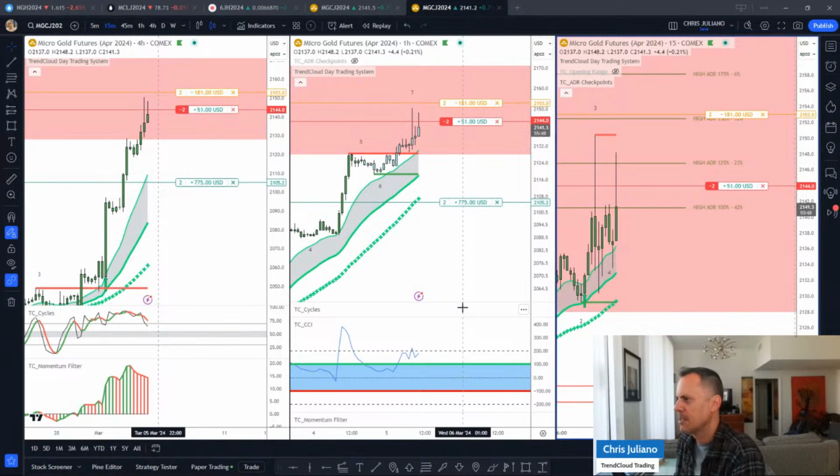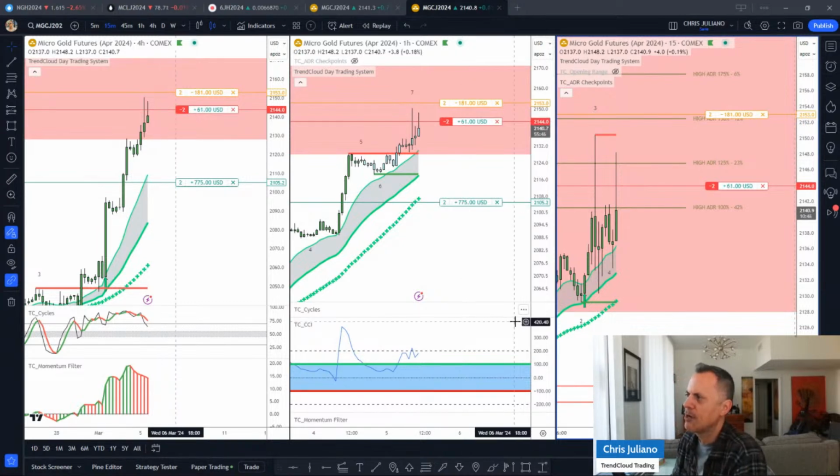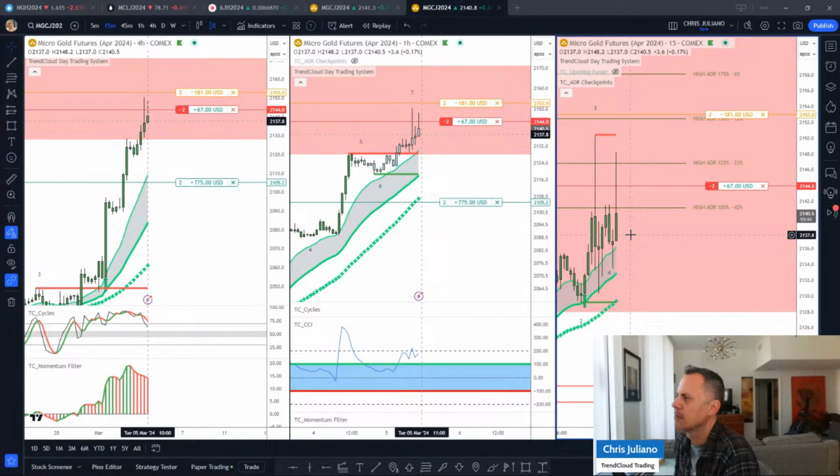Okay, nice rejection, rejecting off of that area there. Really quickly too. Look how quickly that is ripping to the downside.